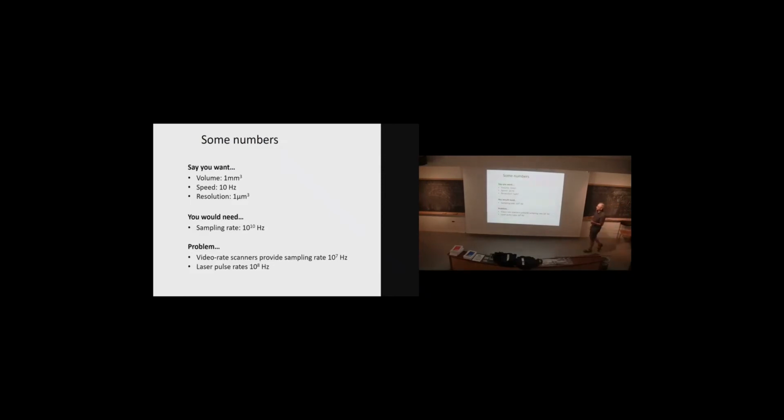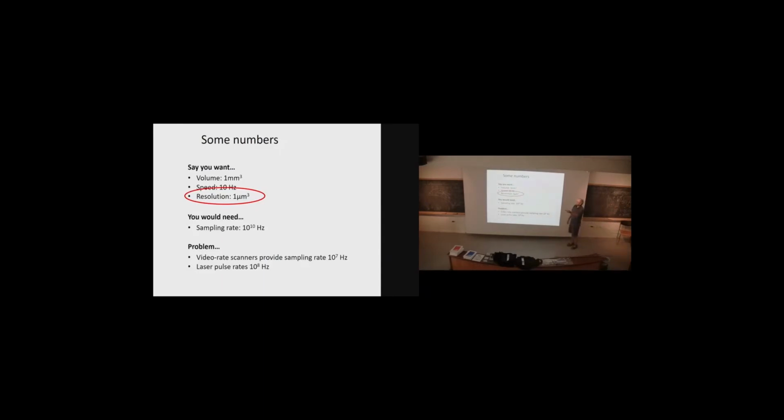Okay, so back to this problem. So the one option to address this was random access scanning. Now I'm going to talk about the second option. Well, we wanted this. Those are the specifications we want. The problem is you can't meet all these specifications at the same time, so you have to take a hit on one of them. You have to sacrifice one of them.